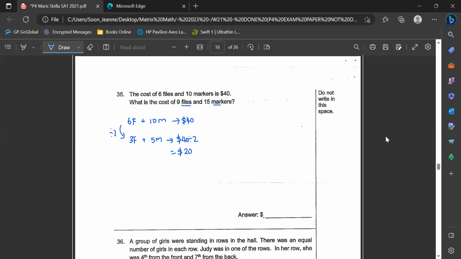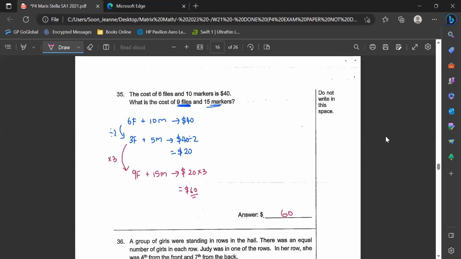So from 3 files and 5 markers, can we find out the cost of 9 files and 15 markers? Yes, we can. So how do we do it? From 3, how you get 9 is times 3. If you times 3 for the items, we also have to times 3 for the price. So 20 times 3, your answer is $60. So you fill up $60.